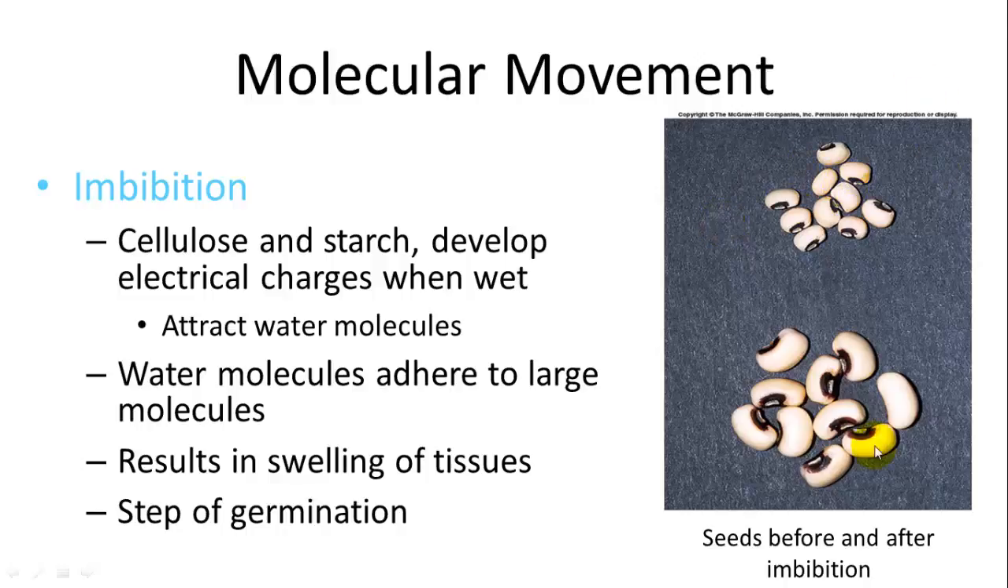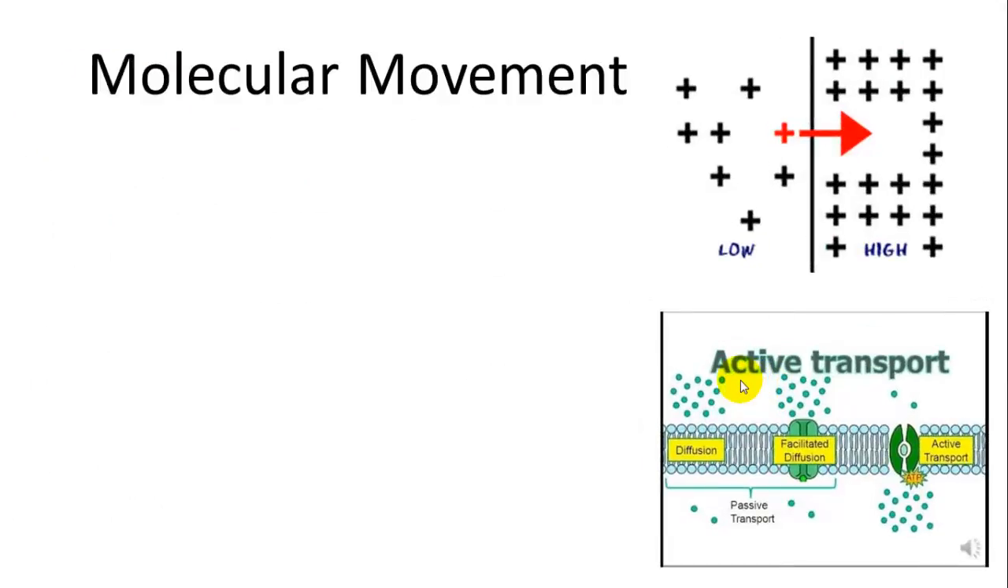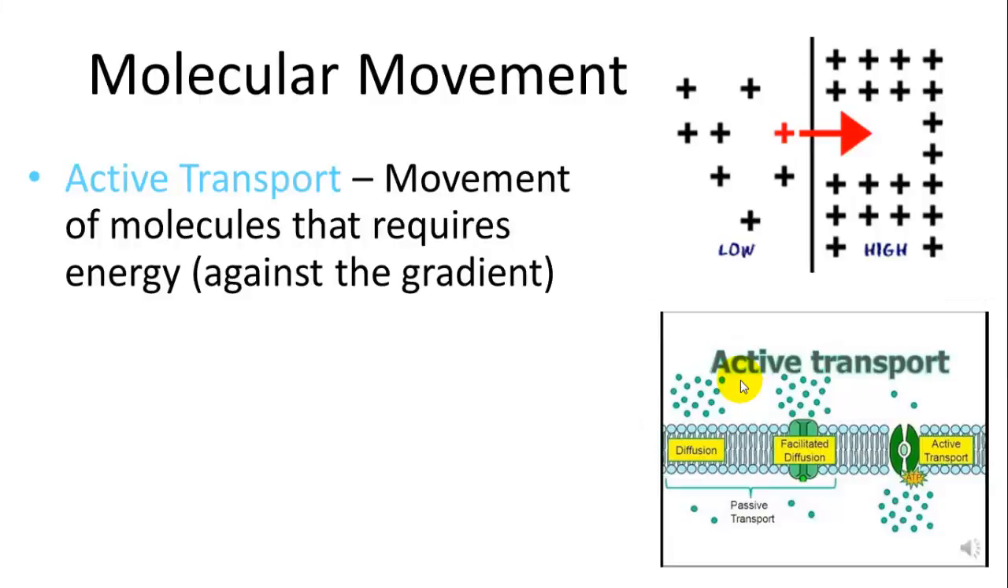So you see some dry seeds and then some imbibed seeds here. This is one of the processes of germination. So before the seed can grow, many seeds will have to be imbibed first.